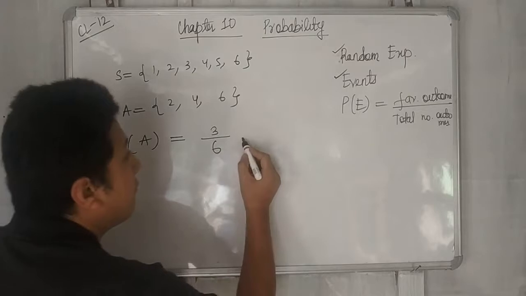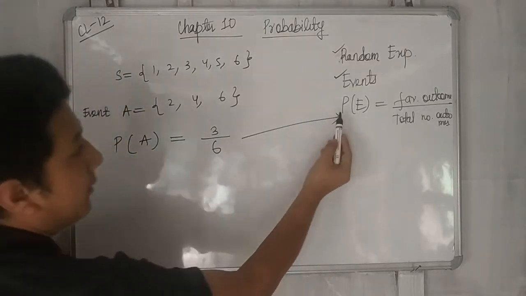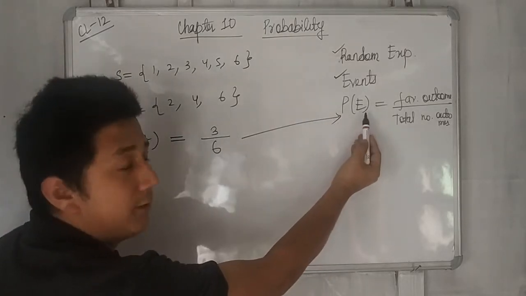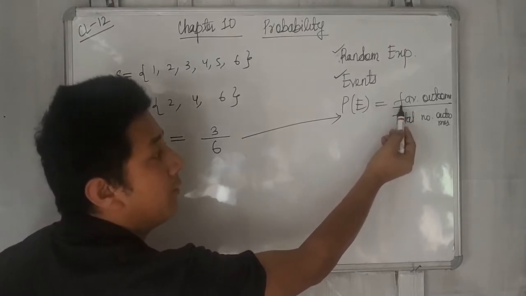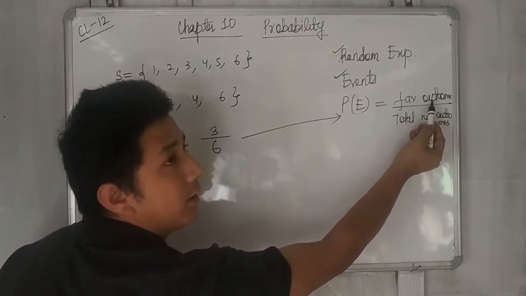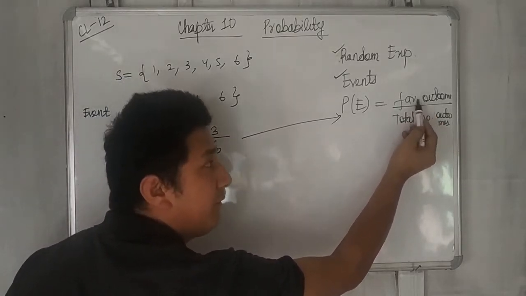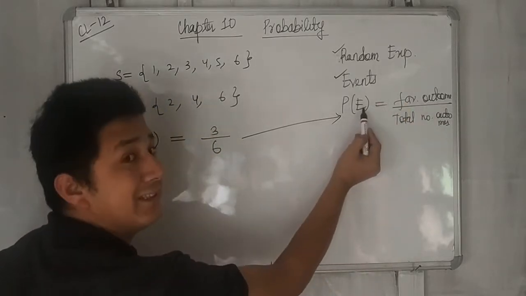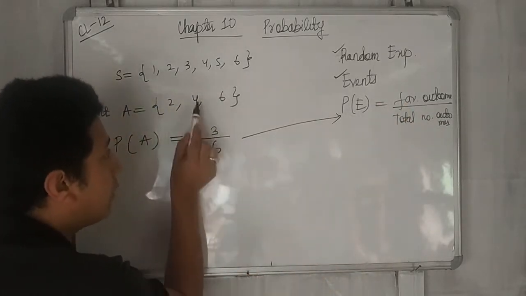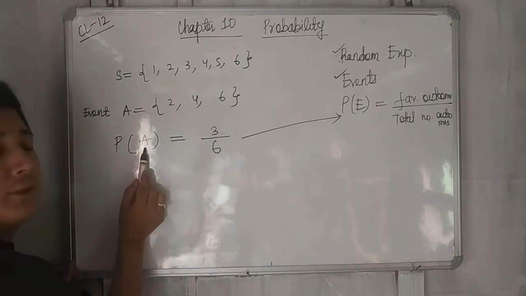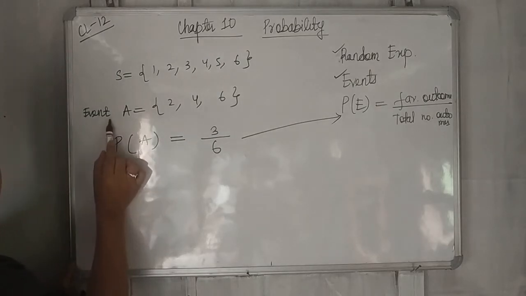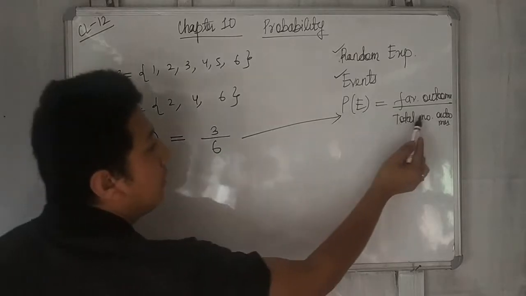Now come and relate with this. I said probability of any event is equal to number of favorable outcomes, favorable outcomes depending upon this event. So the favorable outcome here depends upon the event, because the event is of getting an even number. Am I clear with this? And divided by total number of outcomes.